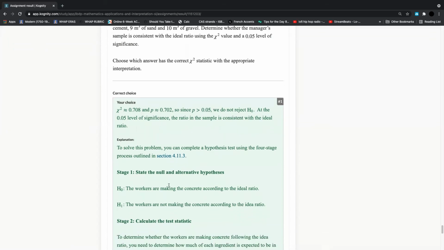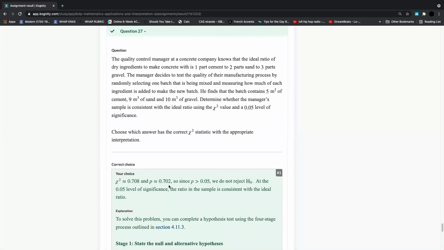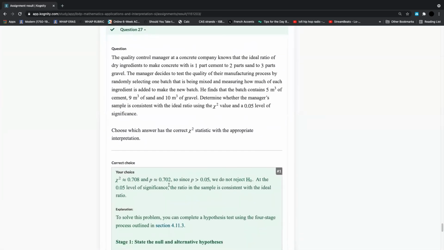So yeah. And then, I think I mentioned this in the last video too for the other statistical exam review, but for the null hypothesis, you wouldn't be changing anything. So it'd be that the workers are making the concrete according to the ideal ratio. That means everything's okay. That means nothing has to change, which is how I try to remember it. And then the alternative hypothesis would mean that the workers are not making the concrete according to the ideal ratio. That means something is not going the way it's supposed to. There needs to be a change. So yeah, that is question number 27. I kind of screwed up here and there, but hopefully not too bad.